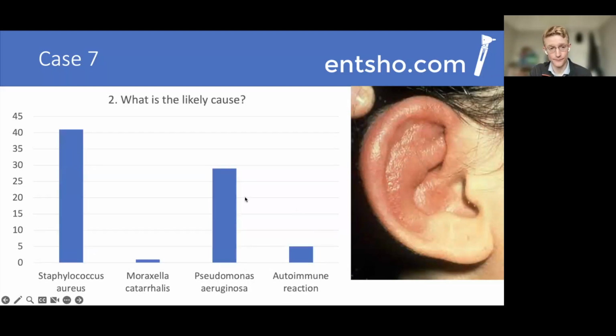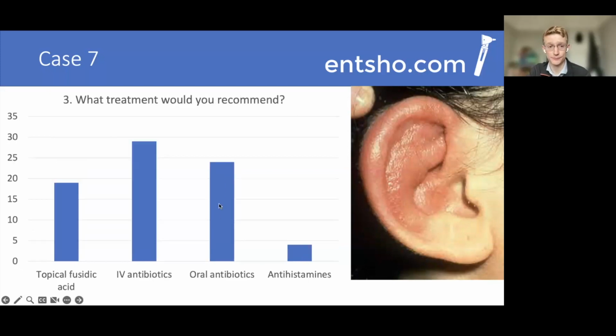So yeah, what's the likely cause? Actually Pseudomonas is the typical one. Pinna cellulitis tends to be skin organisms, so that would be Staph aureus. But in perichondritis, it's typically Pseudomonas.